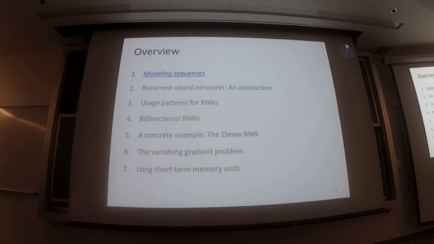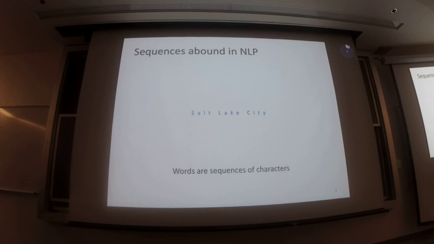Okay, so the first thing we are going to talk about is modeling sequences. Sequences are abound in NLP, and language in general is full of sequences. Salt Lake City is made up of a few words, and these words are composed of what? Characters. And these characters have been arranged in a certain order. If we change the order of arrangement, we will not have Salt Lake City. The meaning will be distorted. So words are sequences of what? Of characters.